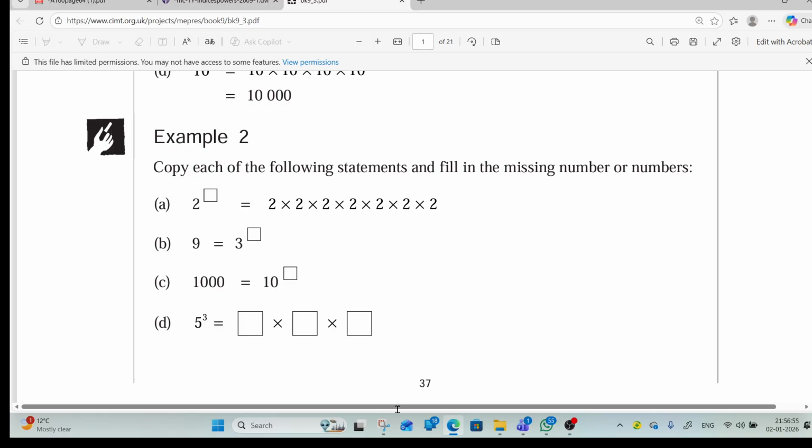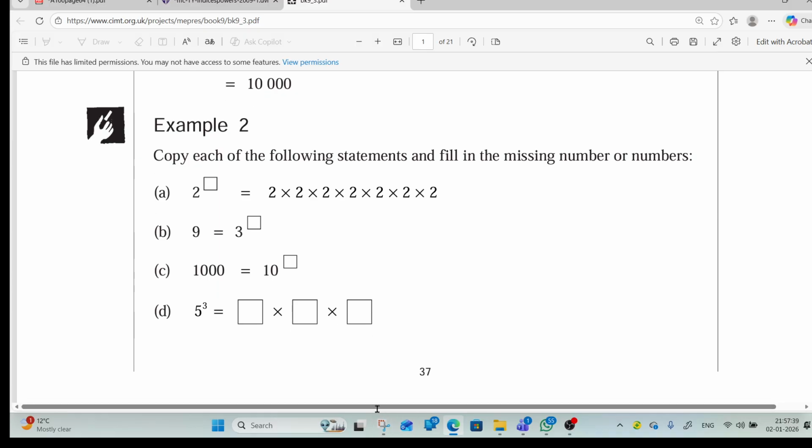Can you tell me what should I write here? How many times 2 is multiplied in this example? 7. Yes, so we can say this is 2 to the power 7. So instead of writing 2 seven times, I can just write 2 to the power 7, right? And 9 is equal to 3 to the power what? 3 to the power of 2. Very good.